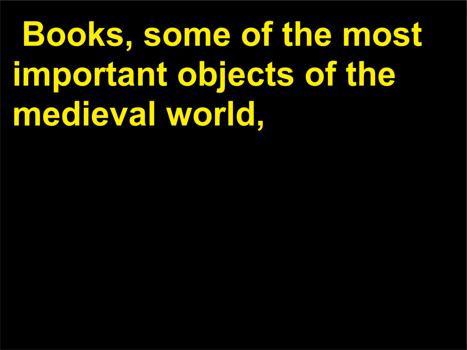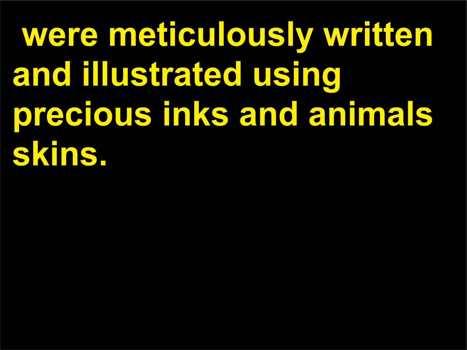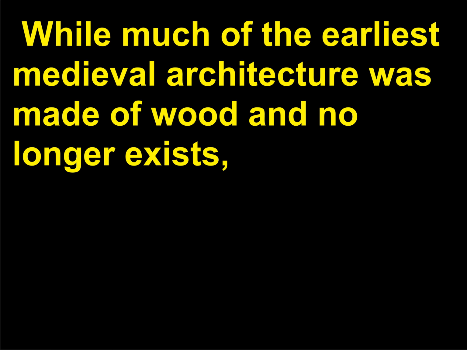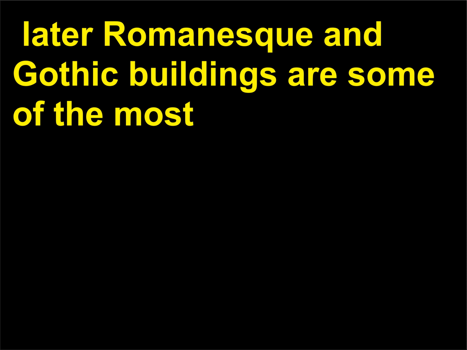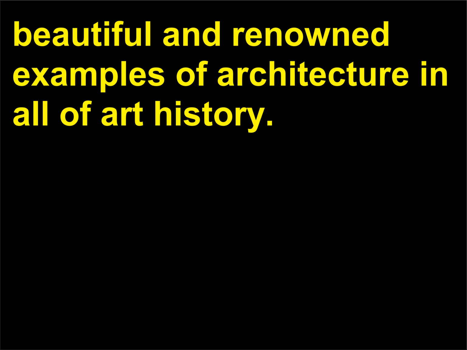Books, some of the most important objects of the medieval world, were meticulously written and illustrated using precious inks and animals' skins. While much of the earliest medieval architecture was made of wood and no longer exists, later Romanesque and Gothic buildings are some of the most beautiful and renowned examples of architecture in all of art history.